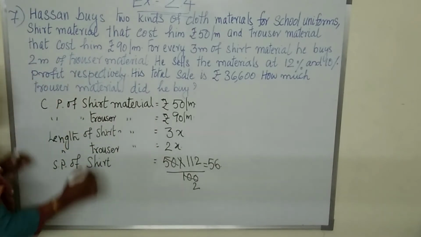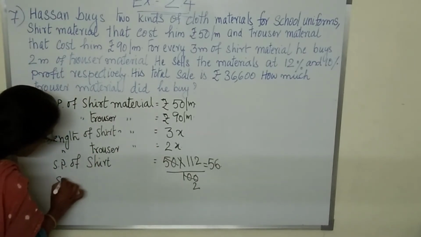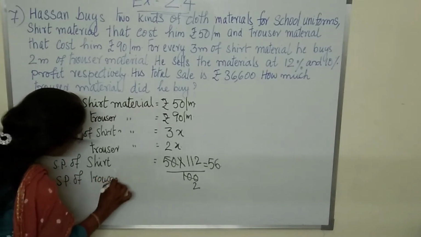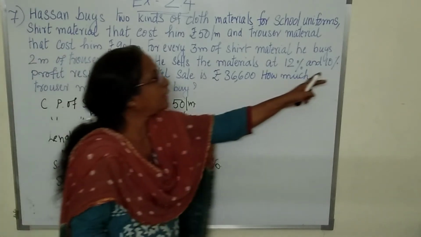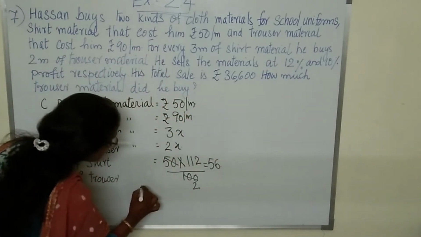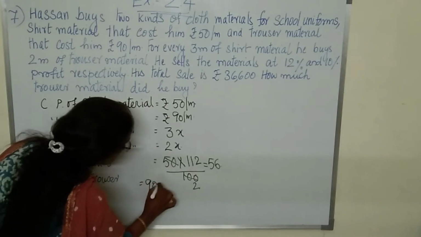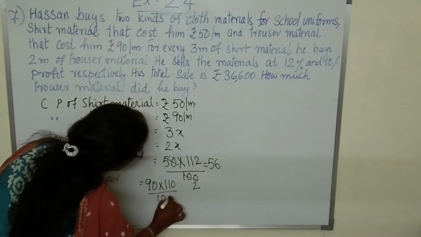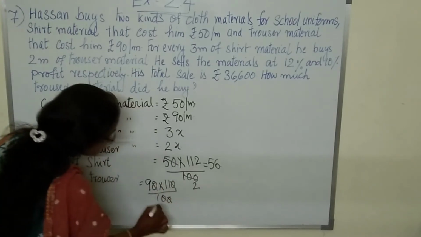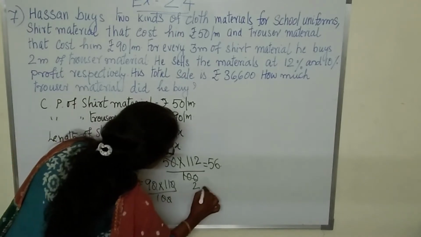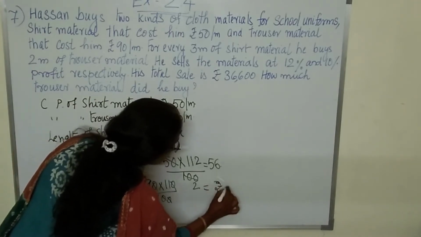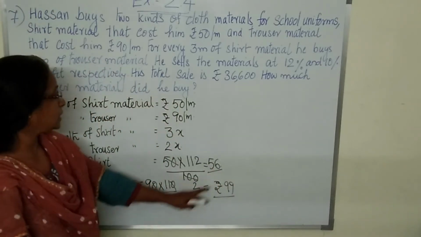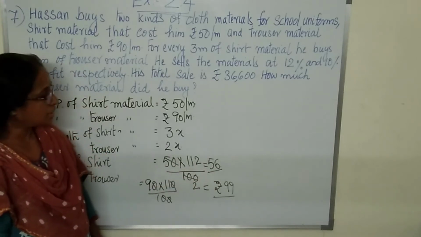And the trouser material. SP of trouser, what percent? 10% profit. 10% profit means he buys for 90 rupees and sells at 110 upon 100, that is, he sells it for rupees 99. So this is the selling price of trousers and this is the selling price of shirt.